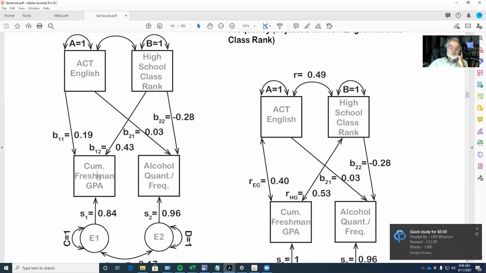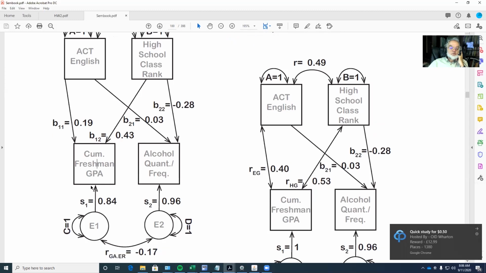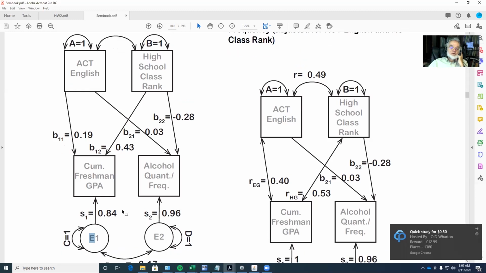The reason that I'm doing that is that a correlation coefficient is any time that a double-headed arrow joins 2 variables which have unit variance. So the raw correlation between freshman GPA and alcohol quantity frequency is all of the ways that I can travel from this variable to this variable by the tracing rules. Just for rehearsal, let's look at that. Well, I can start out at 0.19, catch the sling, and go forward. That's one way to travel from freshman GPA to alcohol quantity frequency.